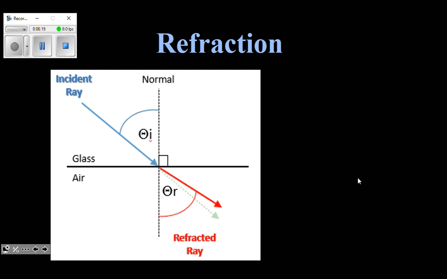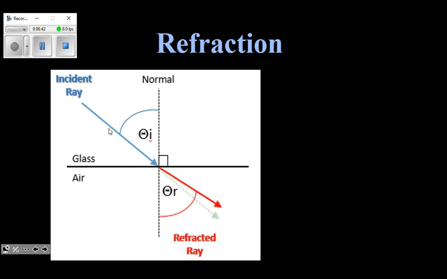So let's take a look at some actual examples of refraction. So here we're going from glass into air. This will be theta I and this will be theta R. So this would be theta 1 because this is where it's coming from. This is going to be theta 2. This is going to be medium 1, so it'll be n1. This will be n2. We'll see how that comes up in a little bit.